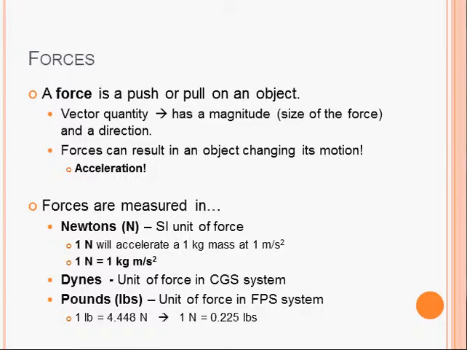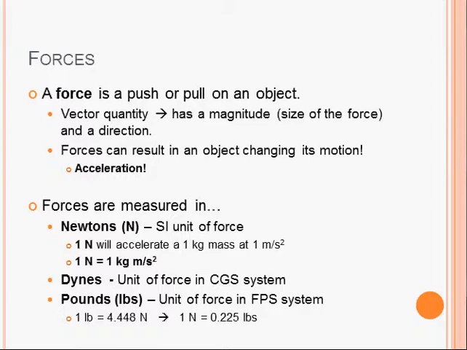Some things with forces, they are vector quantities. Remember, a vector has a magnitude and a direction. Well, a force has a magnitude. There is a size to it. And it also has a direction. You're going to be pushing north, or maybe pushing horizontally, pushing left, pushing right, whatever. So size and direction still matter.